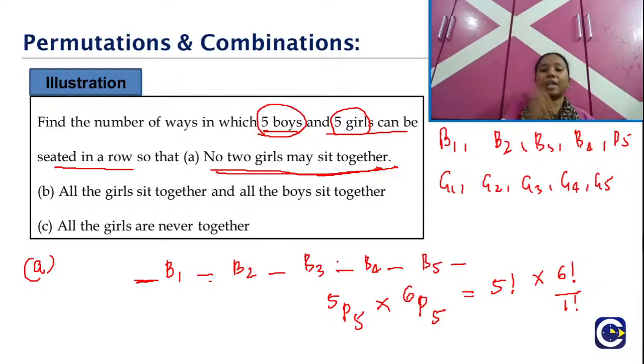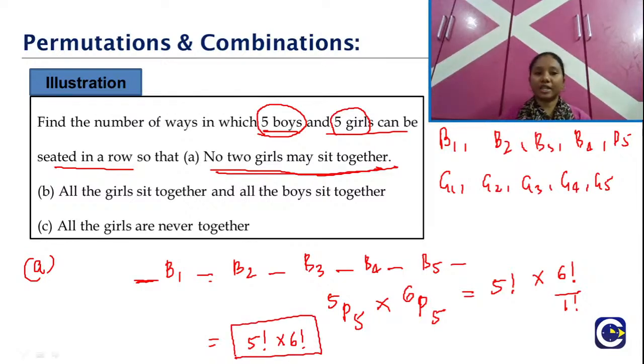So here the total number of arrangements so that no two girls may sit together is given by 5 factorial into 6 factorial. So this is the total number of ways so that no two girls may sit together. Right, so it's as simple as that. They have mentioned no two girls may sit together. So we have arranged boys first, and then in the gaps between them, we have arranged the girls, which results in 5 factorial into 6 factorial.